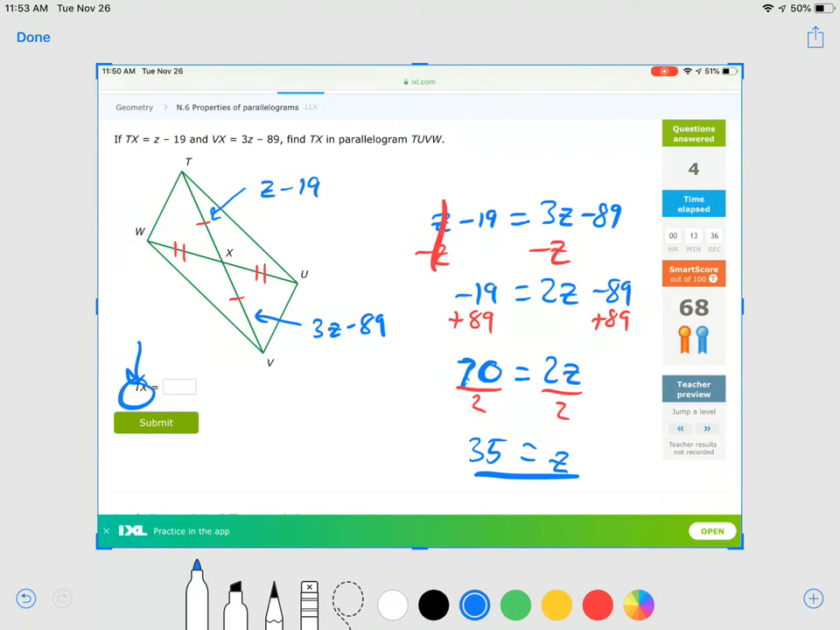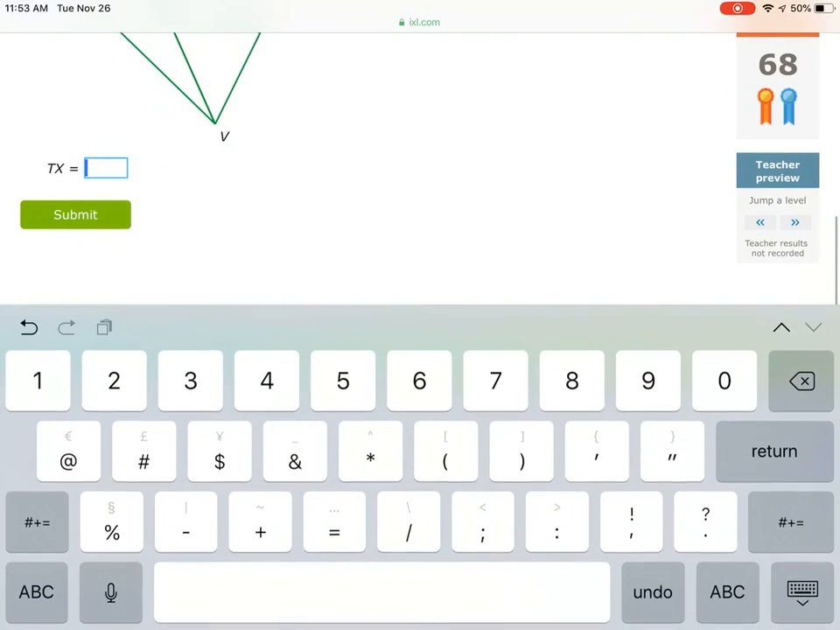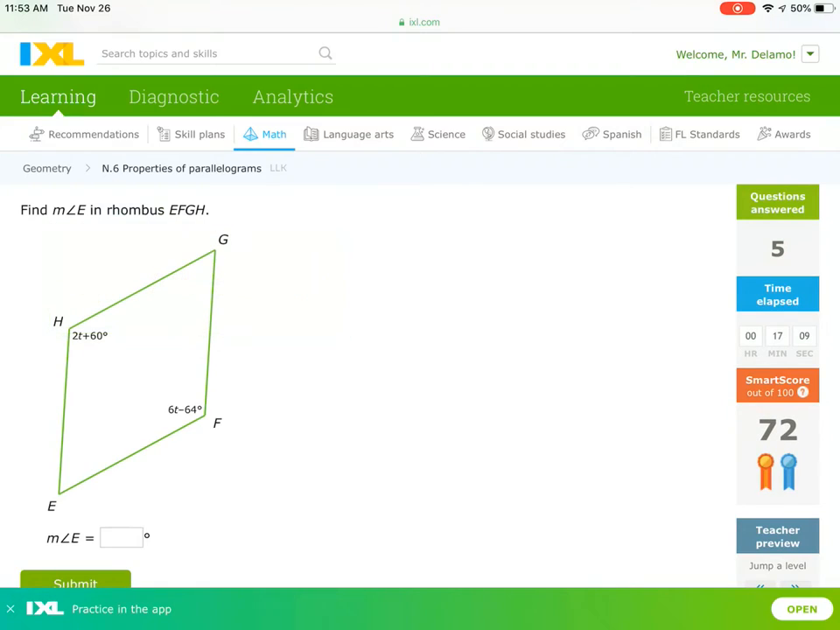They're asking for Tx. Tx, they told us, is Z minus 19. It's literally what it says at the top. So we have to plug in our Z in there. Tx equals 35 minus 19, which is 16. So this is equal to 16. Done. Let's plug it in. Check it, 16. Okay, I think we're good there.